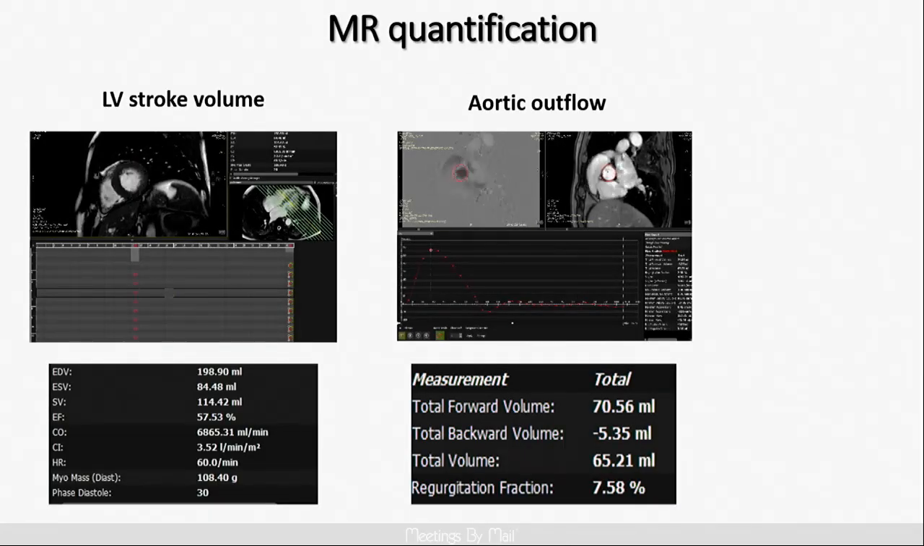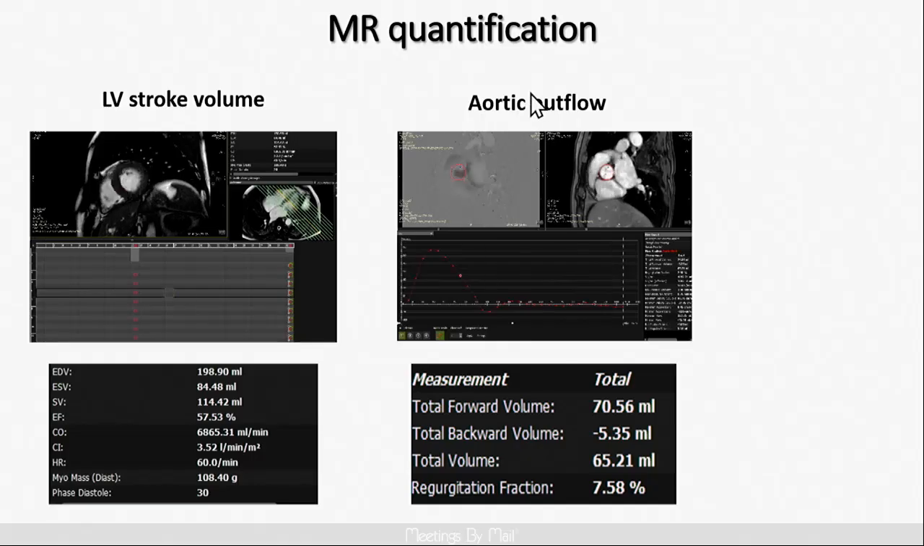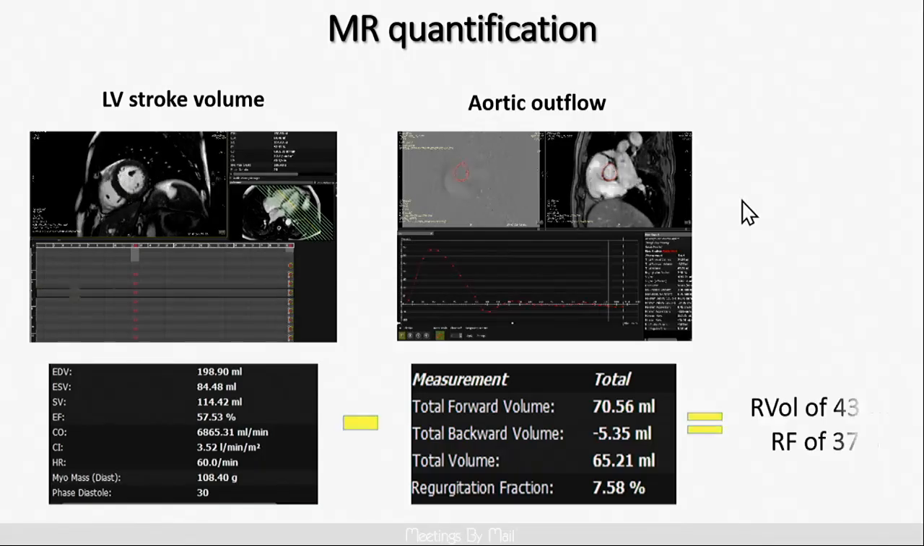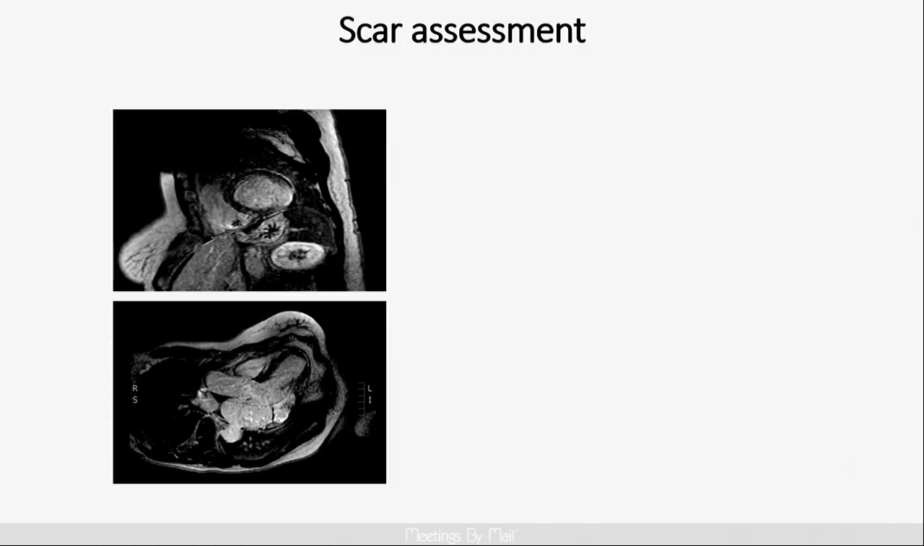MRI can also, as we said, give you a different way to quantify MR. The way we do it is that we measure the LV stroke volume by end-diastolic volume minus end-systolic volume, and then we do Q-flow imaging, measuring the outflow through the aortic valve. Once you have the stroke volume, you subtract the forward volume and you get the regurgitant volume, and then you can calculate the regurgitant fraction. A regurgitant volume of more than 55 cc or a regurgitant fraction of more than 40% has been shown to be associated with worse outcomes. So again, another way to assess mitral regurgitation.